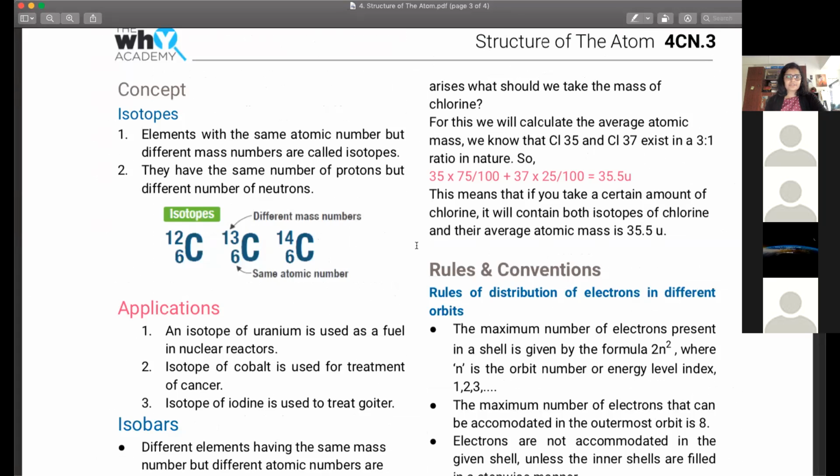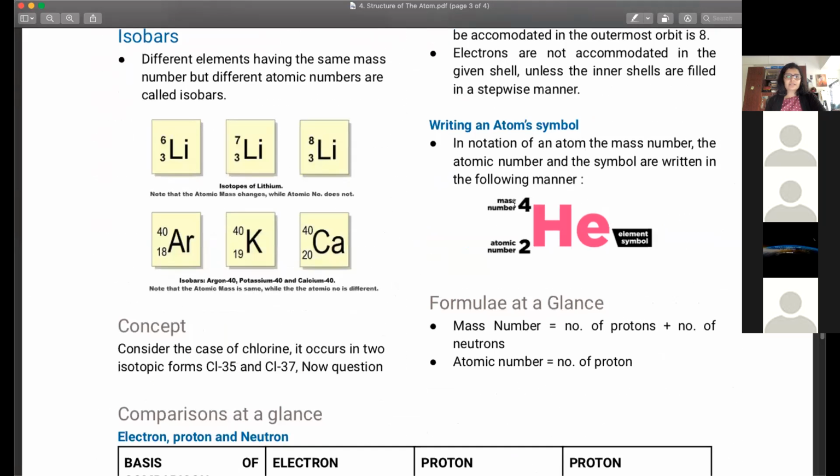You guys remember this notation, right? Mass number will be on top, atomic number will be at the bottom. Confusing? Always, mass is greater, so it will always be on top. And the atomic number will always be lesser, so it will be at the bottom.